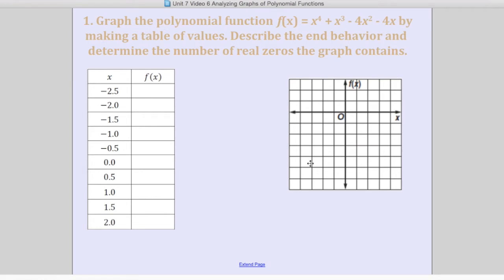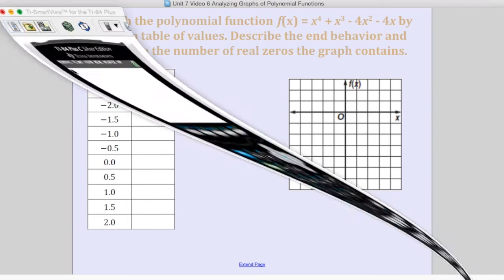Looking at example 1, it says graph the polynomial f of x equals x to the 4th plus x to the 3rd minus 4x squared minus 4x by making a table of values, describing the end behavior, and determining the number of real zeros the graph contains. Okay, so I'm going to use my calculator. If you don't have a graphing calculator, you literally need to take negative 2.5, plug it into this, and get your answer. Okay, so we're going to do that.